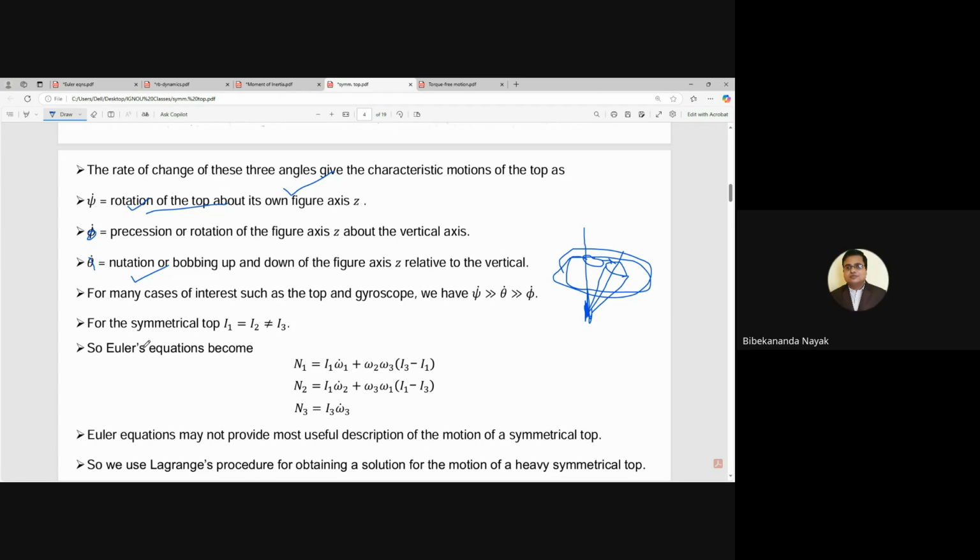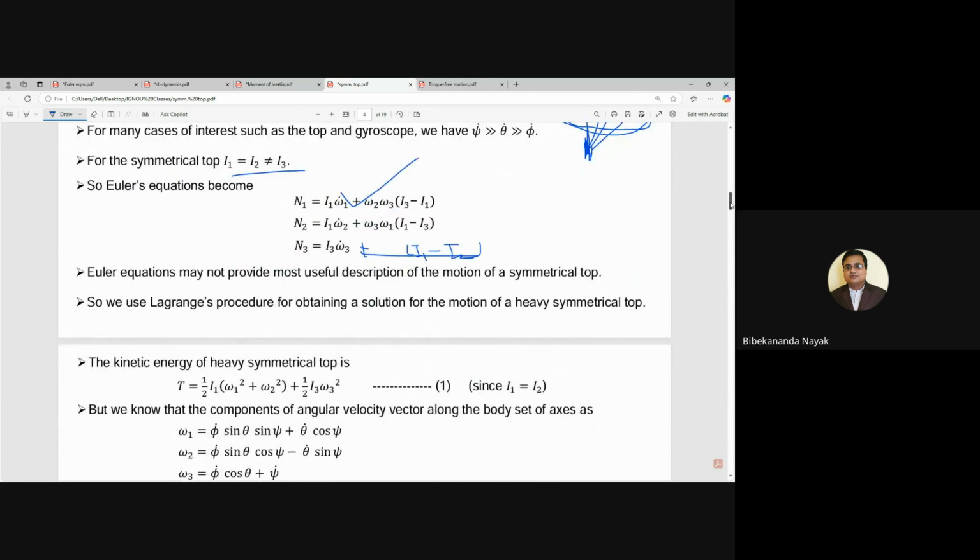For a symmetrical top, this is the condition. Now we know that in the Euler equations of motion, if I1 is equal to I2, then one term cancels, which is the I1 minus I2 term. Since I1 is equal to I2, this becomes 0. So the third equation has only the I3 omega 3 term. But the Euler equation may not provide the most useful description of the motion of a symmetrical top. So we use Lagrange's procedure.